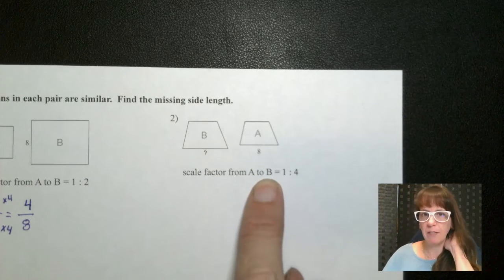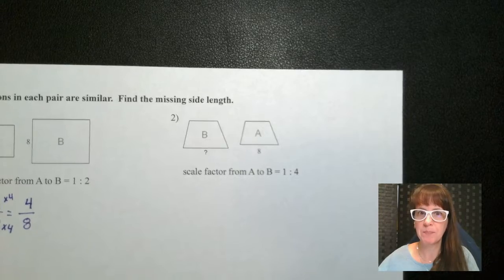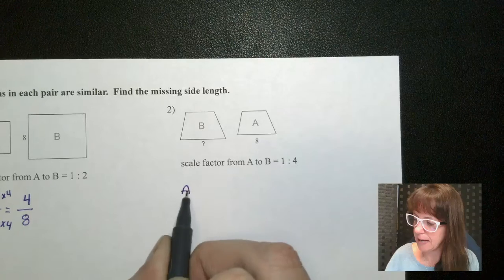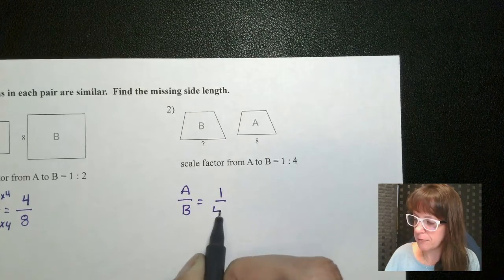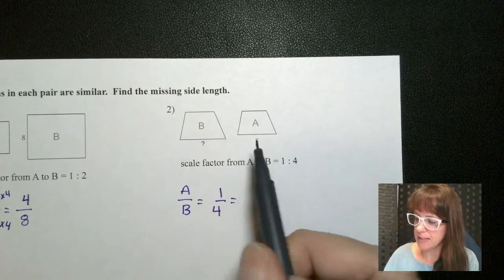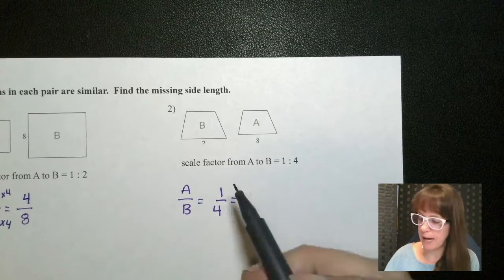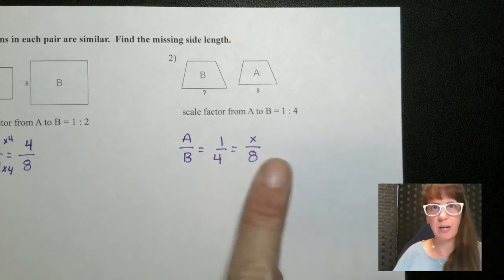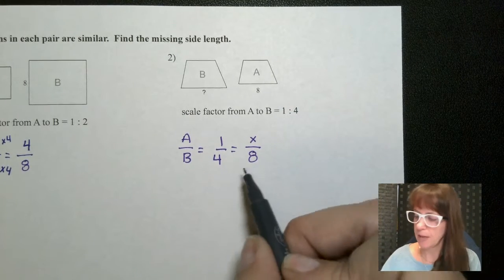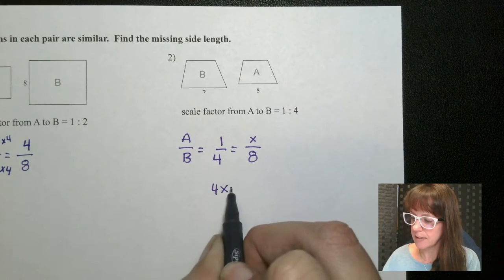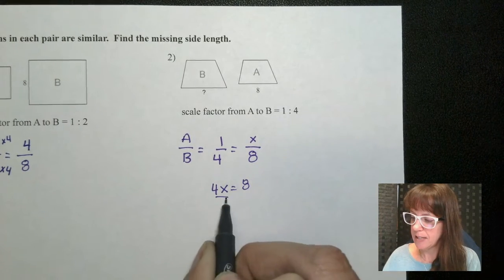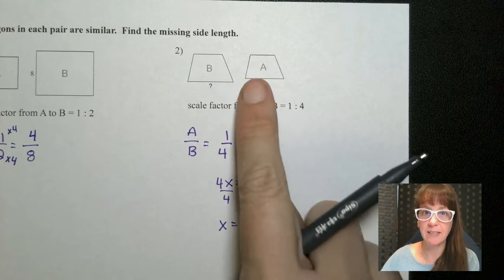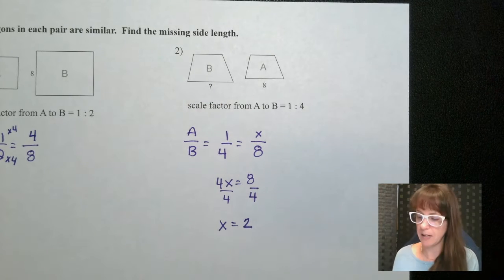We have a scale factor of A to B is 1 to 4. That means we have X, and that's our question mark. We'll use X over 8. Now, let's say you're not sure how to get that. You can always cross multiply. 4 times X is 4X equals 1 times 8 is 8. Divide both sides by 4 and you get X equals 2. So in this case, our unknown side would be 2.